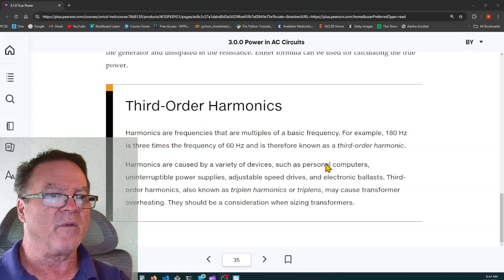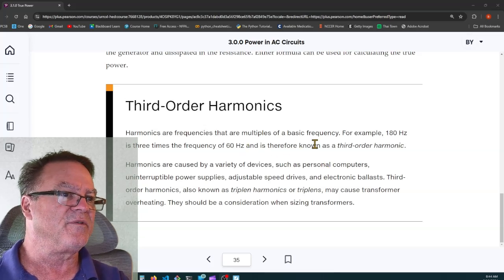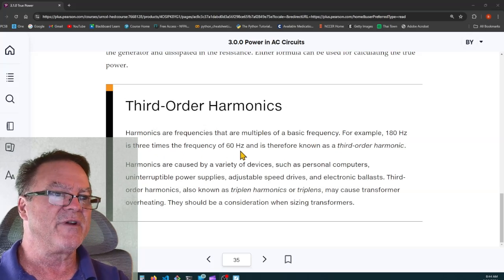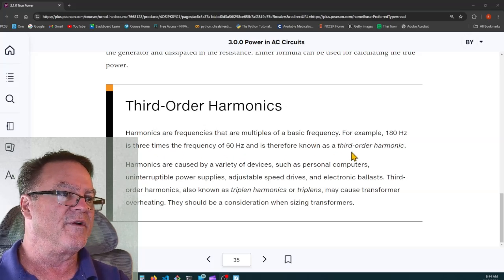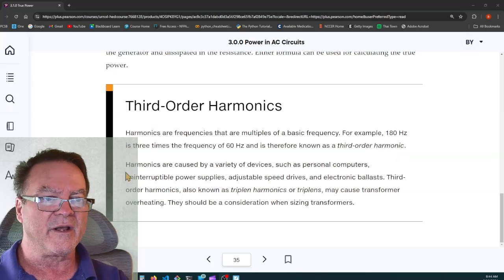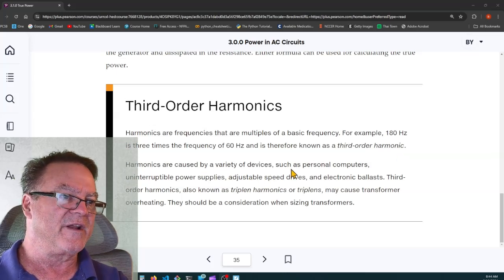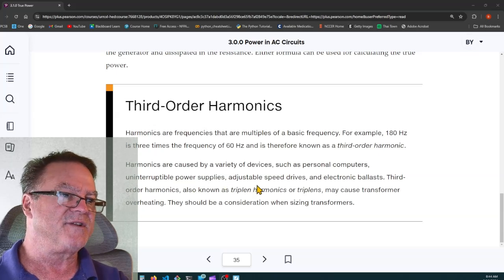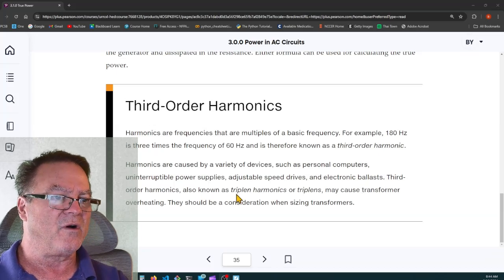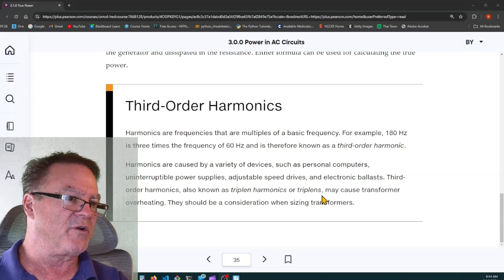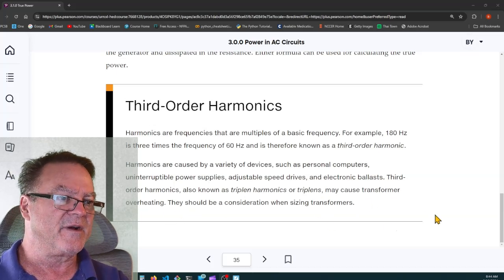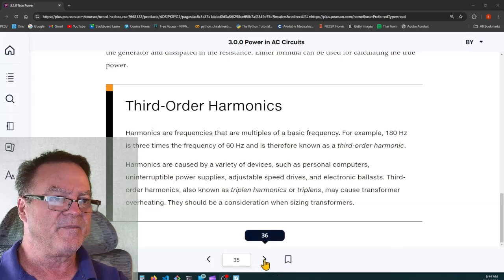Third order harmonics. Harmonics are frequencies that are multiples of a basic frequency. For example, 180 hertz is 3 times the frequency of 60 hertz and is therefore known as the third order harmonic. Harmonics are caused by a variety of devices such as personal computers, uninterruptible power supplies, adjustable speed drives, electronic ballasts. Third order harmonics are also known as triplen harmonics or triplens, and may cause transformer overheating. They should be a consideration when sizing transformers.